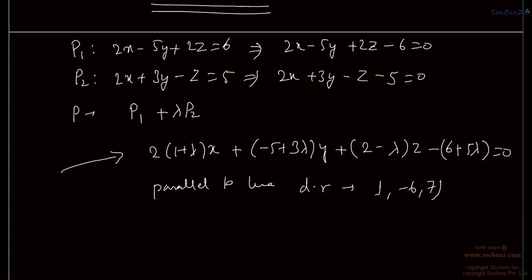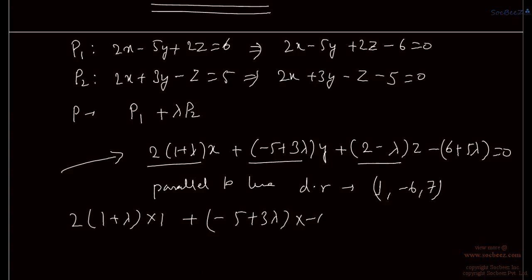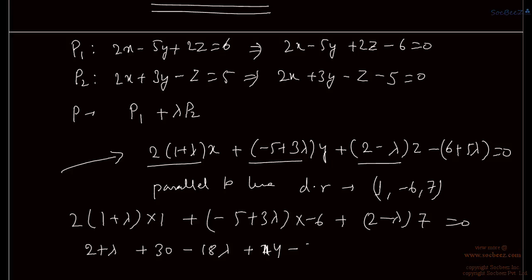1 minus 6 and 7. These are the direction ratios of the normal vector of the line, so this must be perpendicular. So we have 2(1 + λ) + (−5 + 3λ)(−6) + (2 − λ)(7) = 0, or we have 2 + λ + 30 − 18λ + 14 − 7λ = 0.